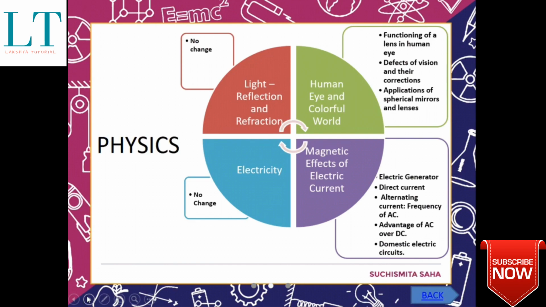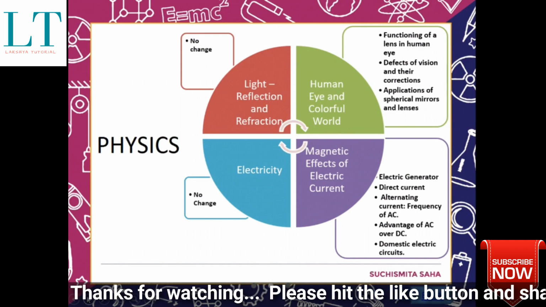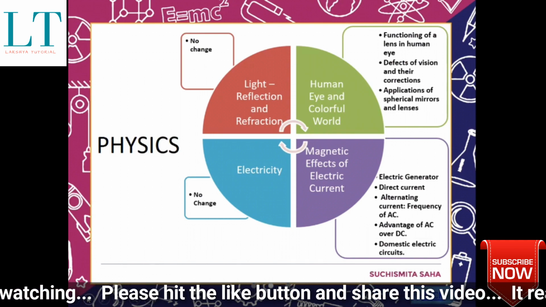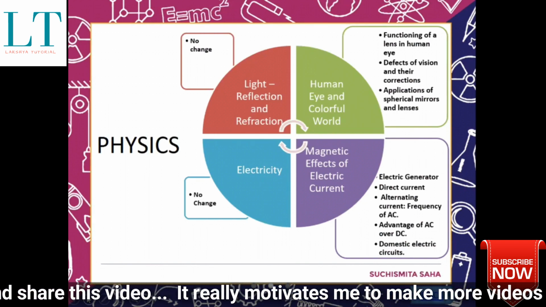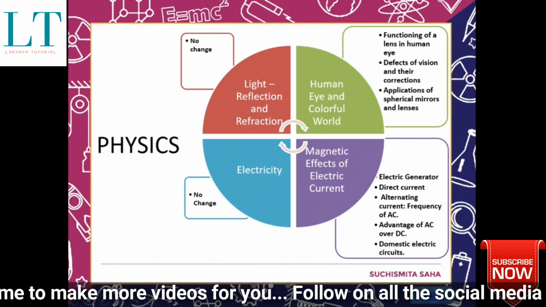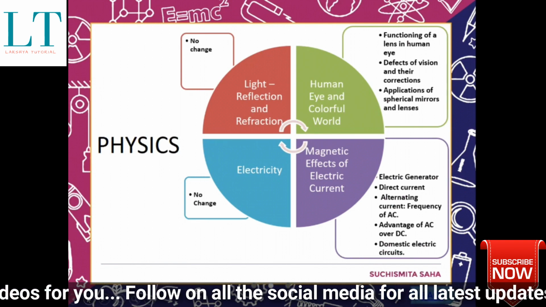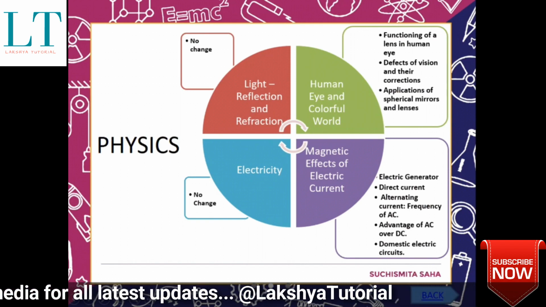Now, next topic we have electricity. There are no changes mentioned in the syllabus in electricity. And in magnetic effects of electric current, we have electric generators, direct current, alternating current, that is frequency of AC, advantage of AC over DC, and domestic electric circuits. These topics are excluded from the syllabus. So basically, there are many topics which are reduced from the theory portions of the physics syllabus, and the numerical portions of the physics syllabus are kept as it is. So the first tip that I'm going to share with all of you: do practice the numericals very well. So this is all for the physics.